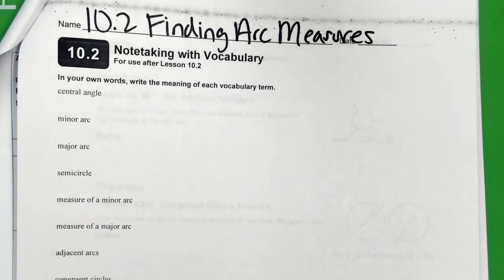We are on to our next section of notes, 10.2, finding arc measures. So let's go through our set of definitions, as well as go through core concepts, extra examples, puzzles, and etc.